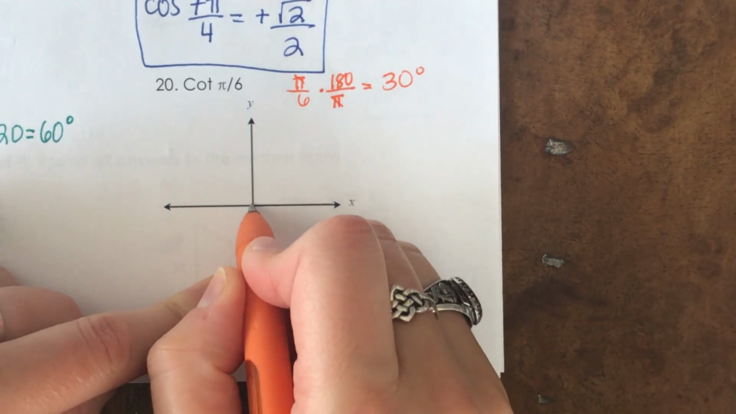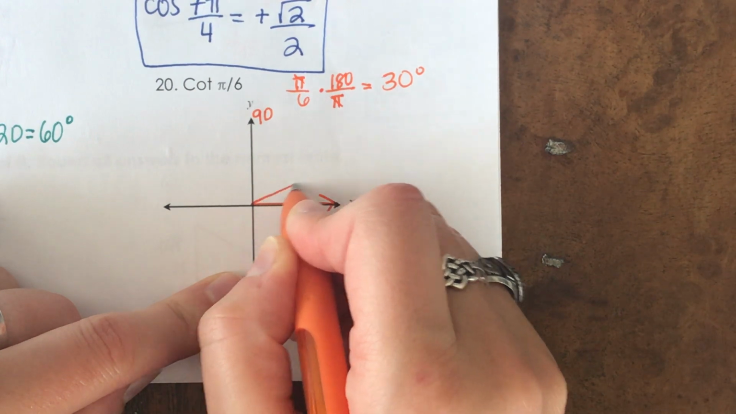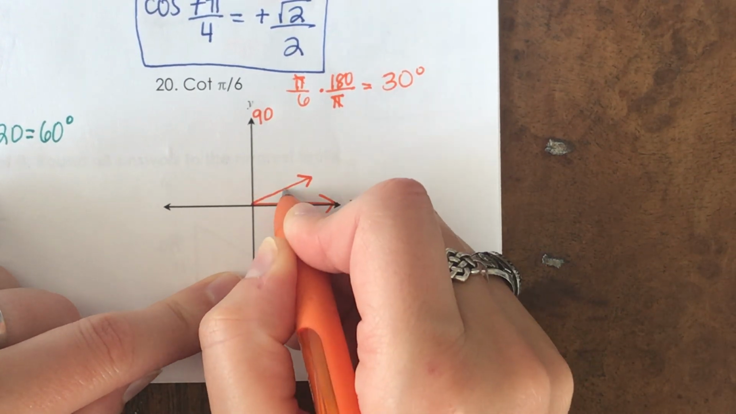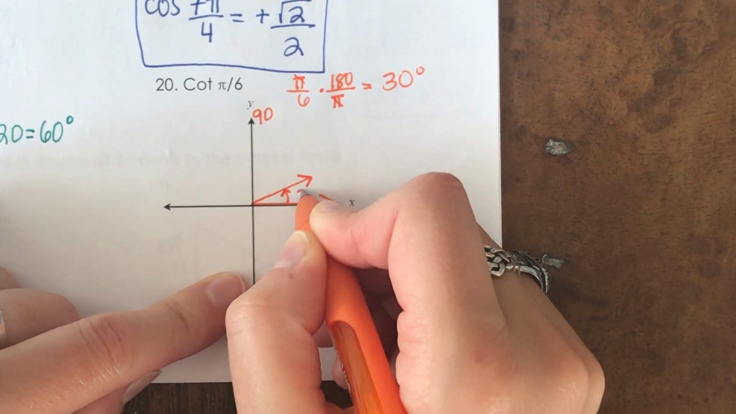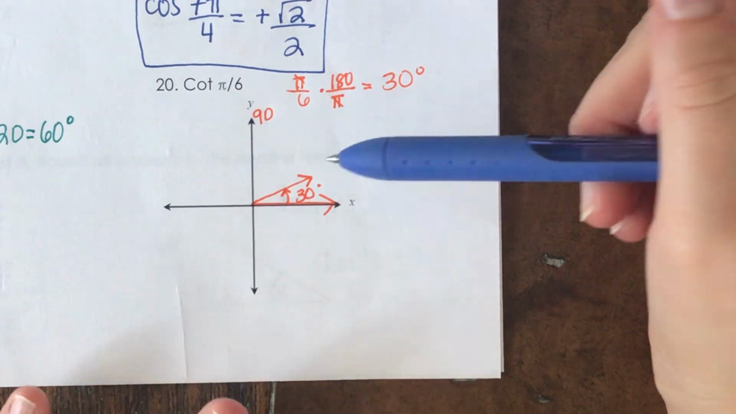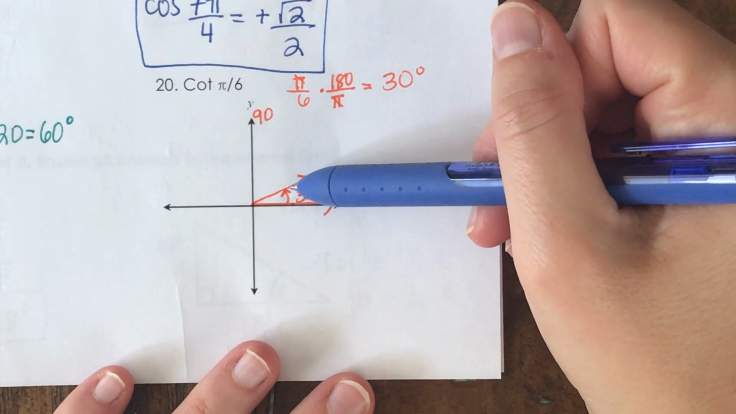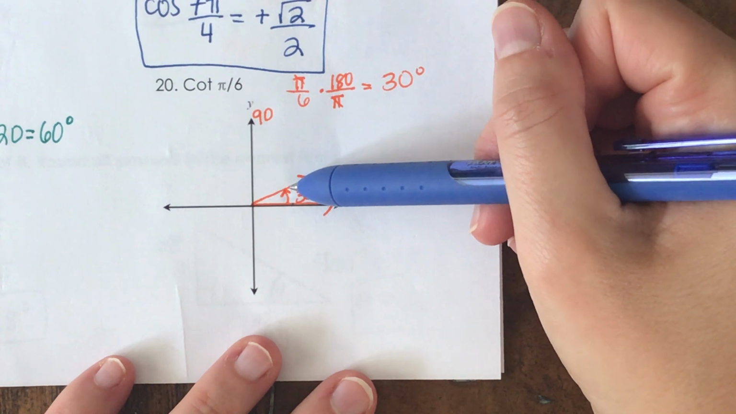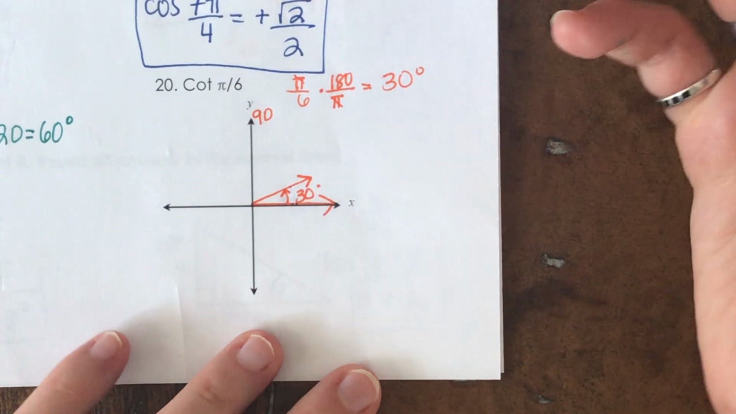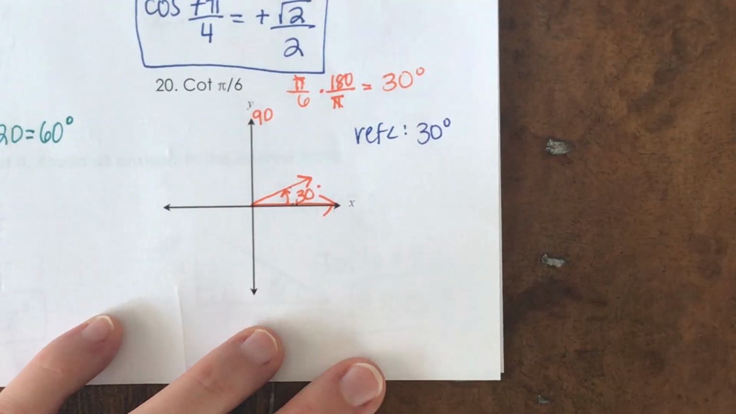Okay, so start in the x. I know this is 90. 30 degrees is here, right? Now let's think about this super logically. My reference angle means whatever's left over that gets me back to the x-axis. Well, if I only go up 30 to get back to the x-axis, I just have to go down 30. So my reference angle is still 30 degrees.